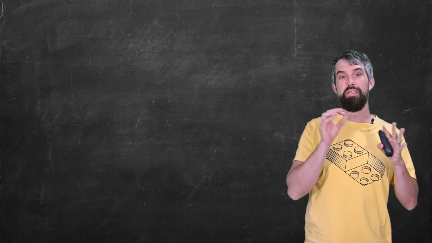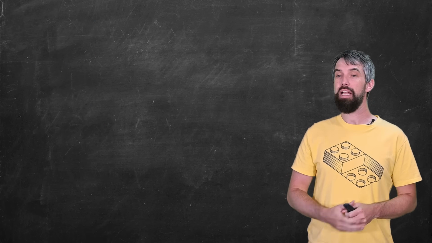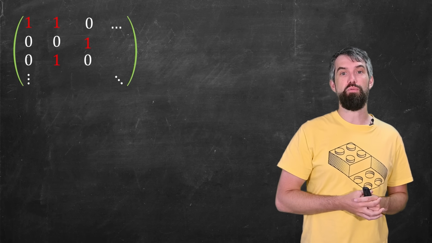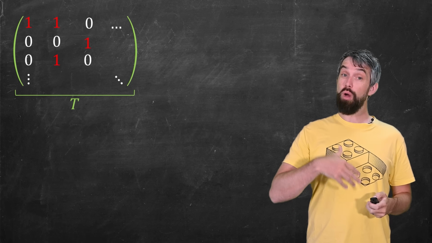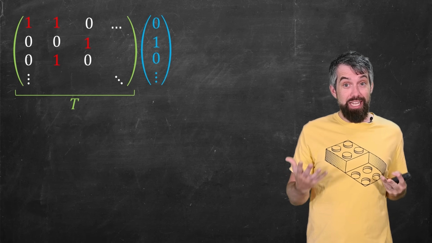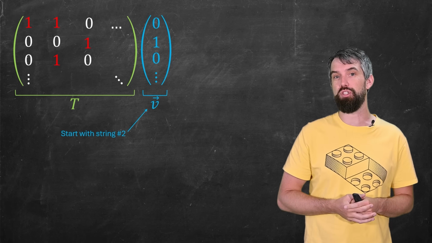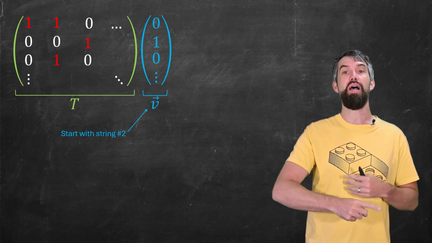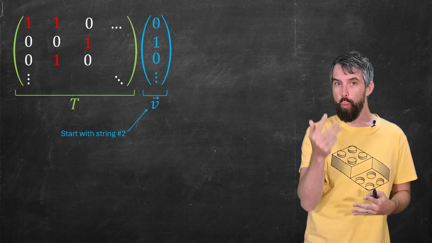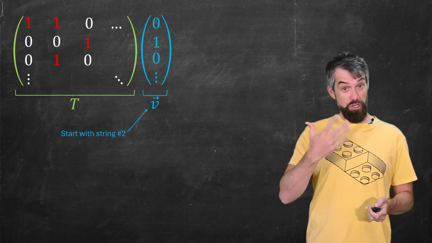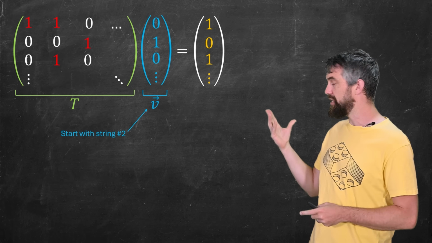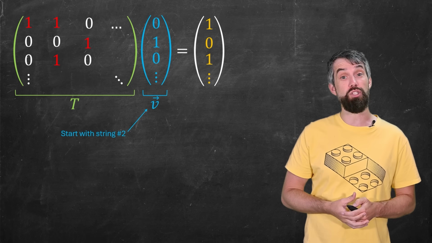Okay, so we've seen vectors and matrices. Now let's put them together. So here is the matrix. I will call it T. I am going to apply that matrix to a particular vector, which is going to be V. So in this example, maybe I'm going to start with a string that only consists of 1 copy of the second string. So 0, 1, 0, and so on. I then can do matrix multiplication. This is going to give me, in this case, the vector 1, 0, 1, and so forth.